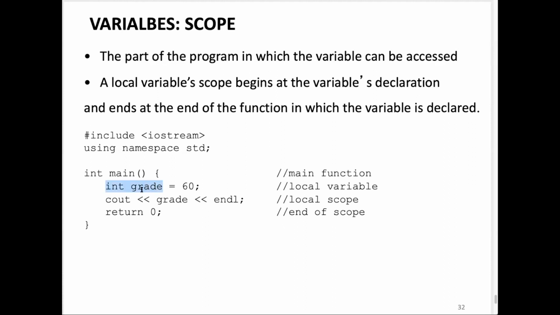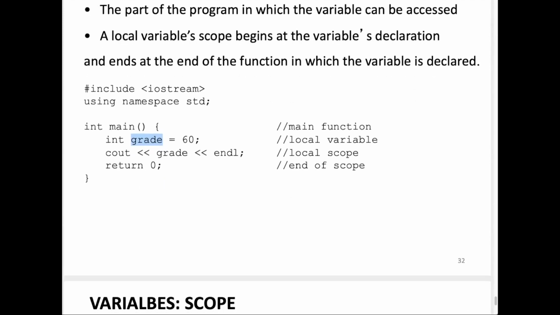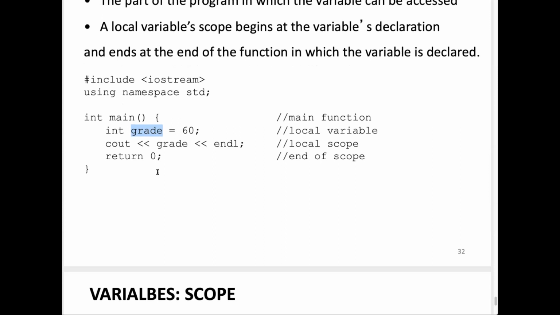You can actually lift this entire integer grade outside of the main. That grade variable will have what we call global scope. Anybody inside or outside of this main will be able to make use of this grade variable, making it modifiable by anyone. Sometimes that can cause issues.